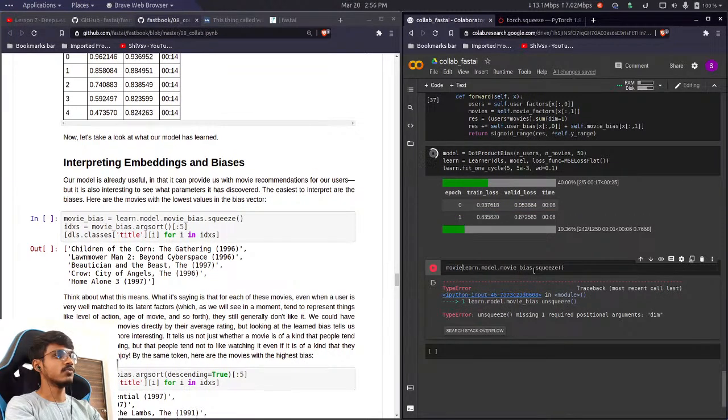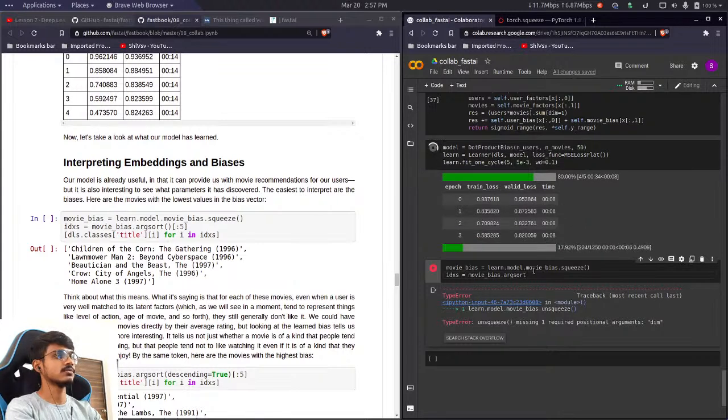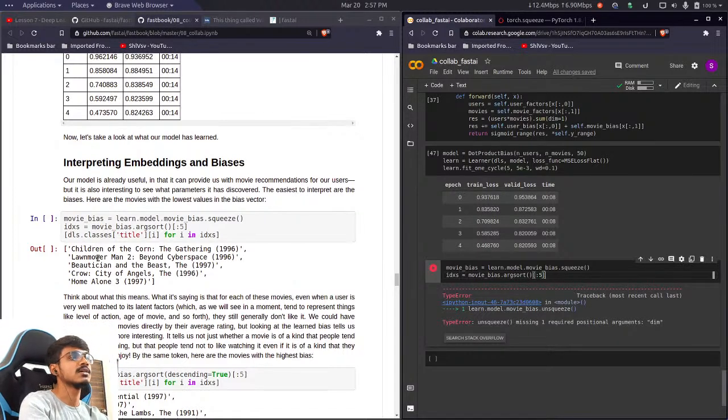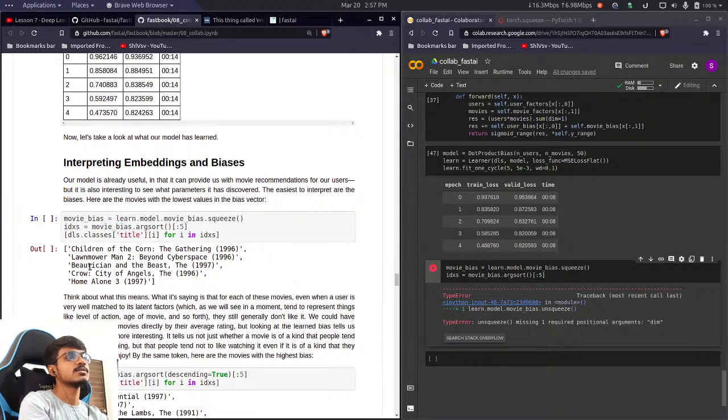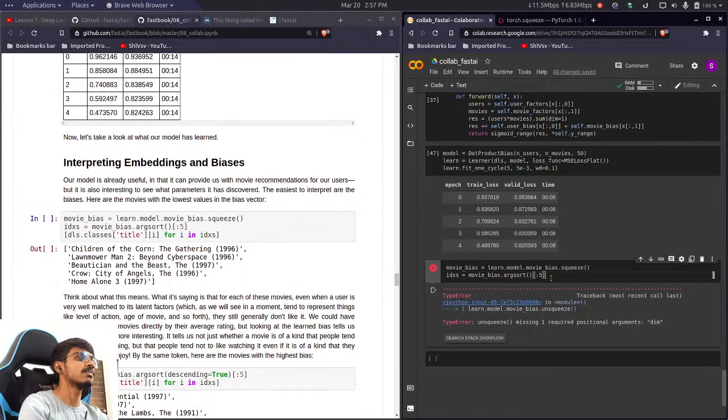Let's get it inside movie bias, and we get the indexes: movie bias dot arg sort. So what's the first 5 rows of the arg sort? We are sorting it in an ascending order. That means using a movie bias, the first ones will be the movies which have the least bias.